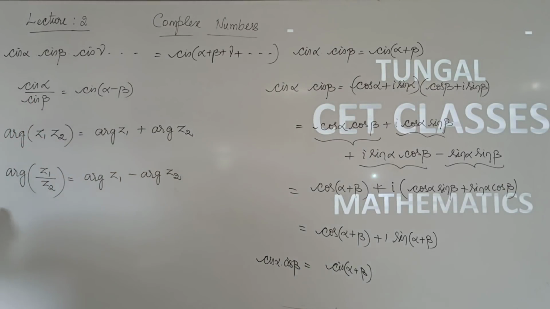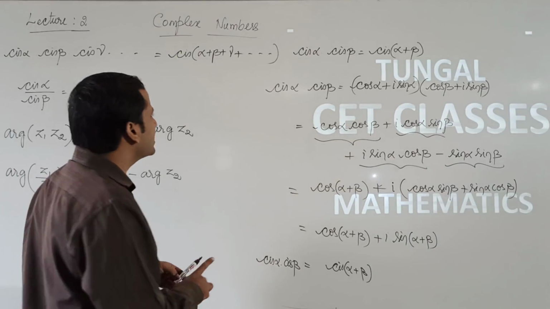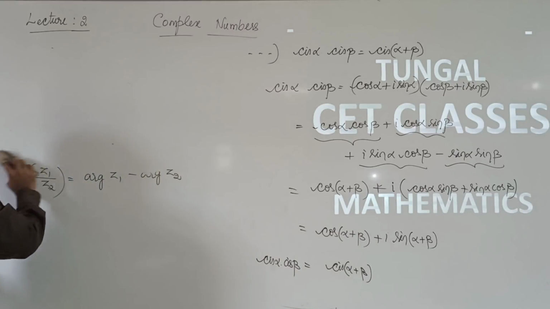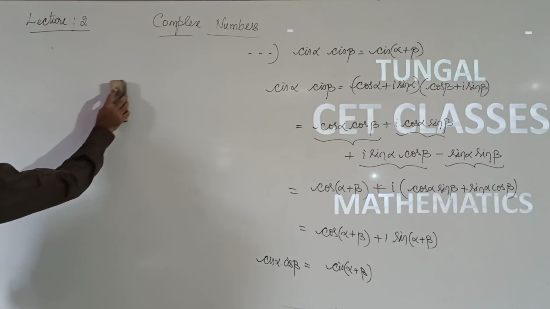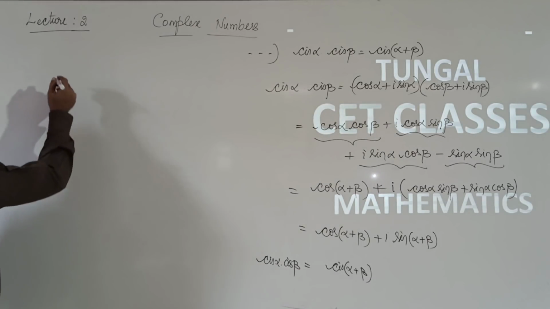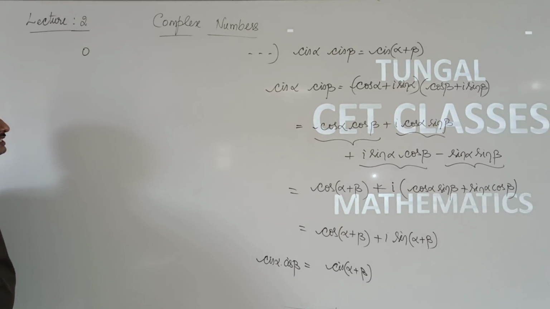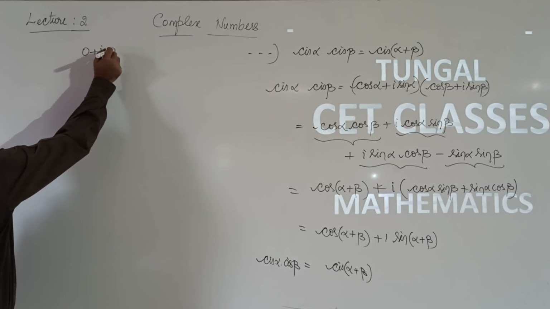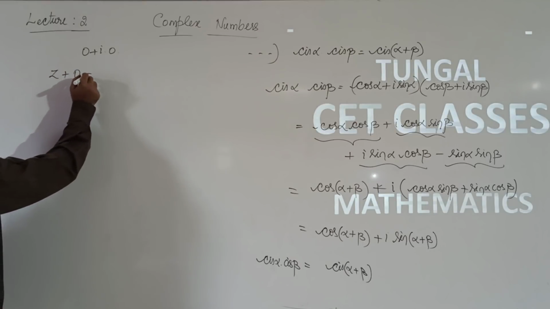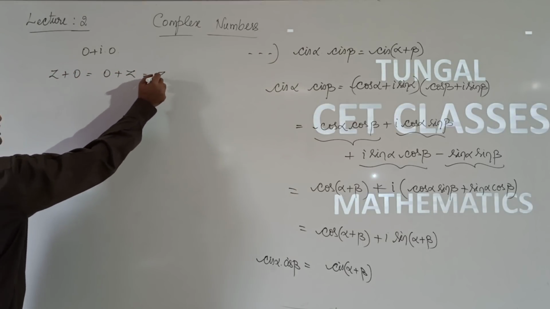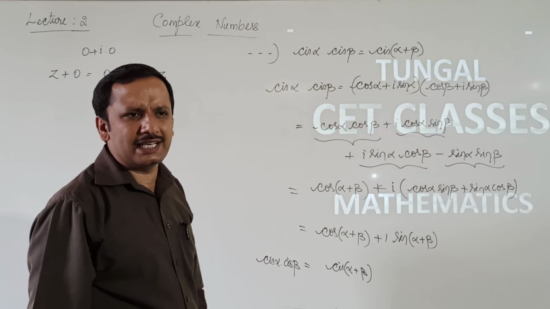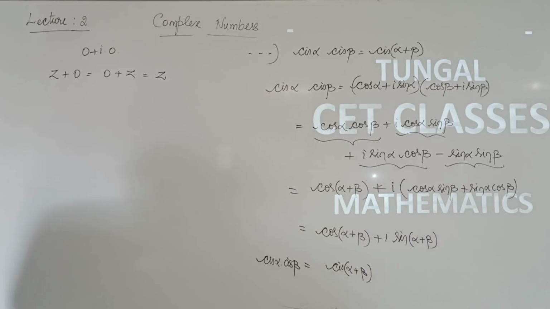Okay. So another thing which I forgot to mention in the last class is the additive inverse and multiplicative inverse. See, 0 is also a complex number because you can write 0 as 0 plus i into 0. So 0 is the additive identity for the complex number, which means z plus 0 is equal to 0 plus z is equal to z. If z is any complex number and you add 0 to that complex number, you will still get that complex number only.